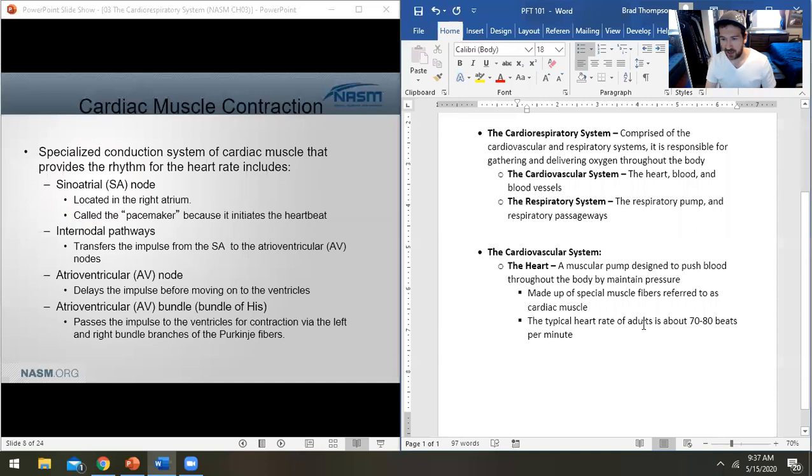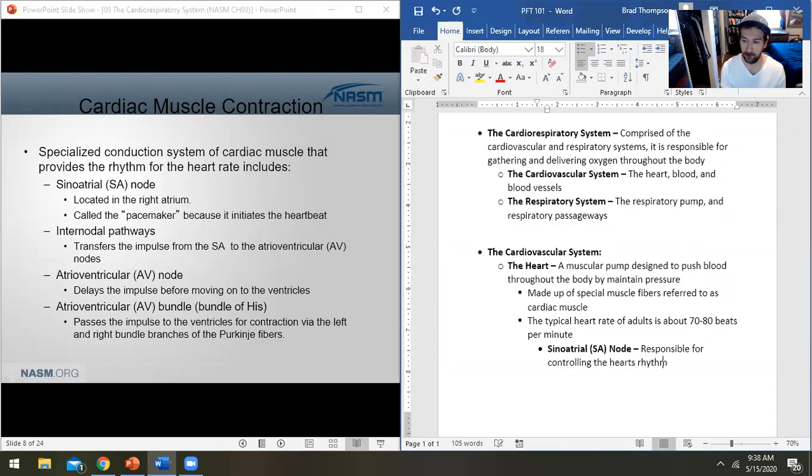So looking at that here, typical heart rate is about 78, 80 beats per minute. The heart rate is controlled by the sinoatrial node. So the sinoatrial or SA node is responsible for controlling the heart's rhythm, right? So your sinoatrial node is triggering when your heart is going to actually contract. And this is located in the right atrium. We typically refer to this as the pacemaker of the heart.